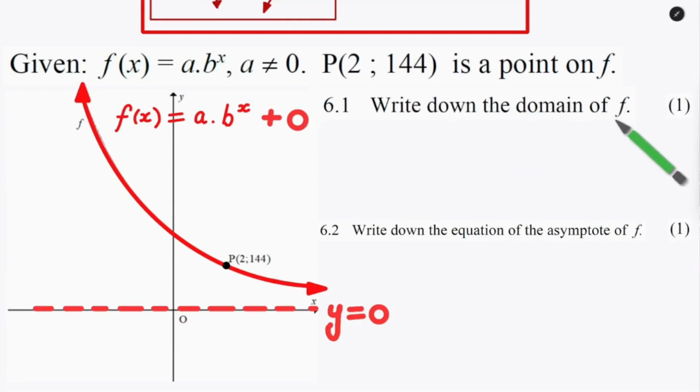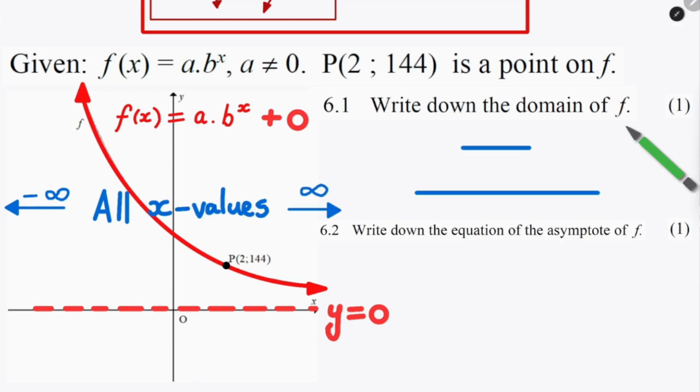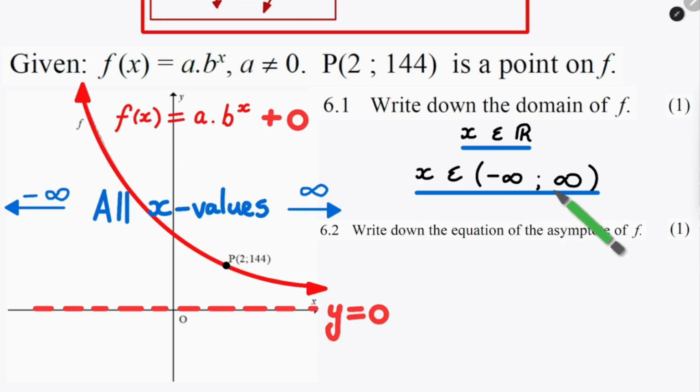If we need to write down the domain of f, this graph goes on forever with the x values. It goes forever to the left and forever to the right, so it exists at all x values. And we can represent that in one of two ways. I can say x is an element of real numbers, or I can say x is an element that spans from negative infinity to positive infinity, always using circular brackets for infinities.